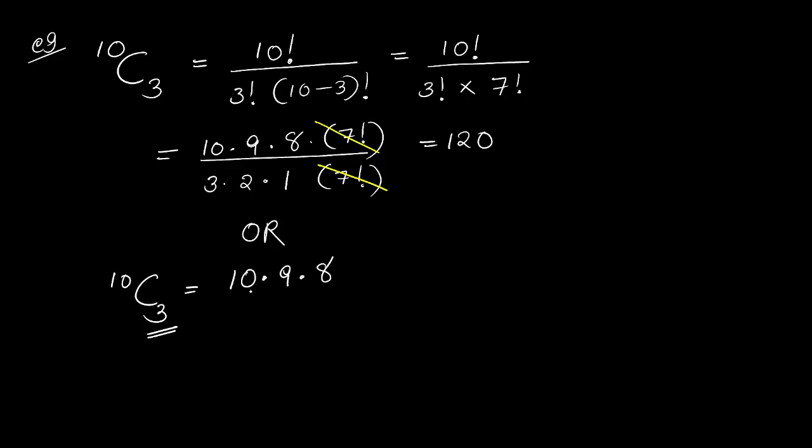So start with n, subtract 1 again and again. Where should I stop? The lower number is 3, so only 3 products are allowed. The denominator is simply the factorial of that number, which is 3 into 2 into 1. The same value I got as in the formula method, understood. So this is much more convenient, especially in numerical questions.